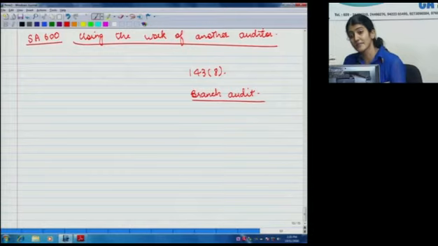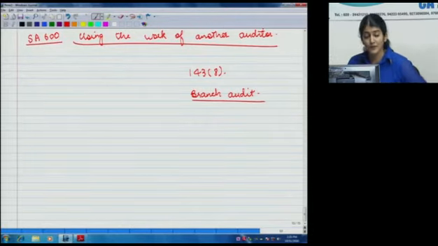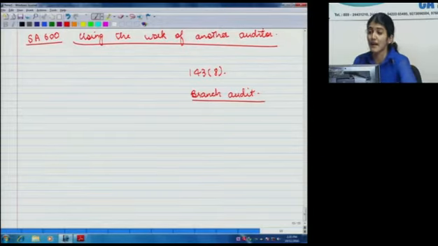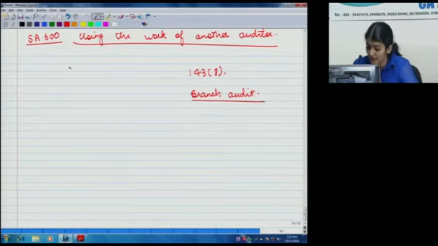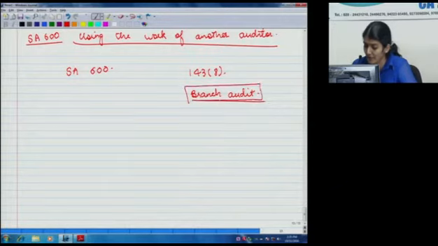And if the branch is situated in a country outside India, then a person who is qualified to be appointed as an auditor as per the laws of that foreign country. And then the branch auditor will submit his report to the company auditor, and then the company auditor will issue the final report to the shareholders. So we have SE 600 and then we have 143.8.